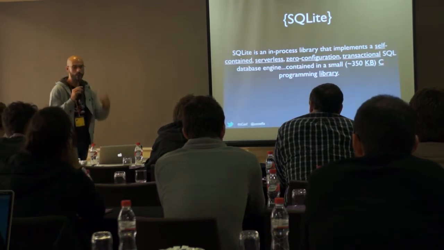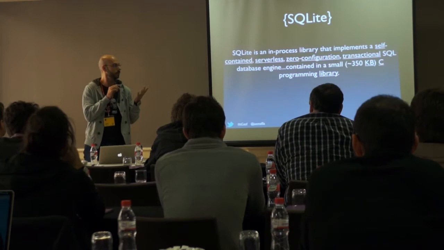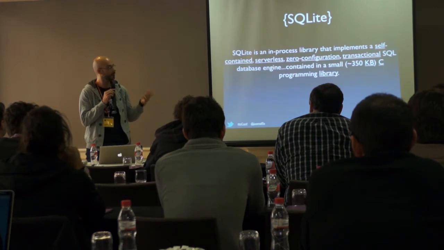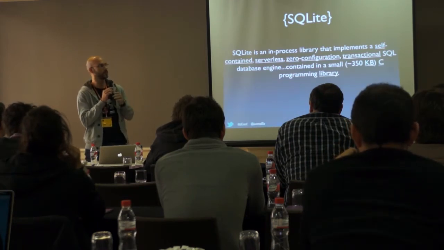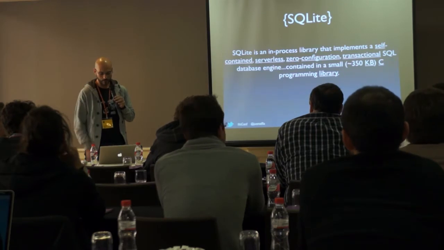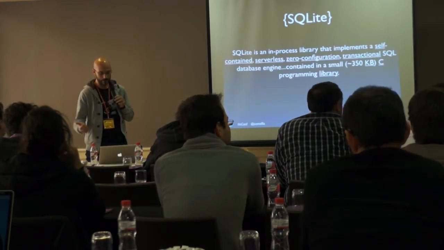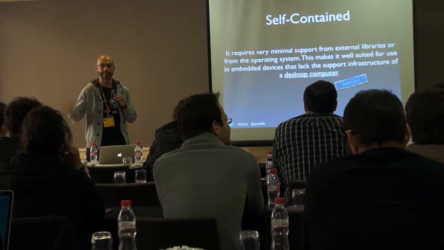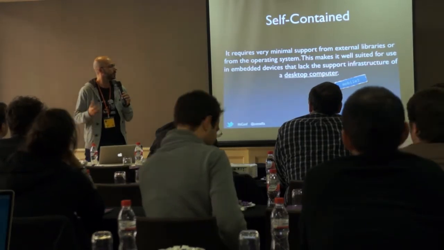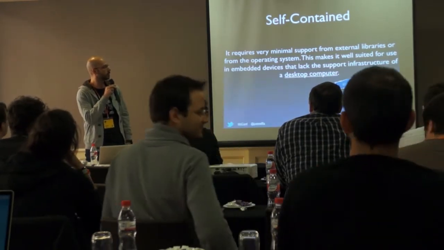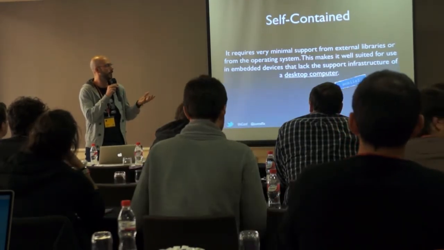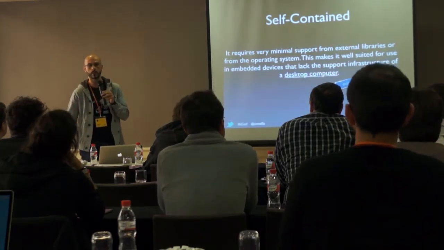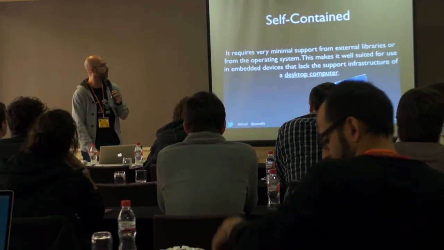SQLite is a small library written in C. It can be an average of like 300K, and what it does is basically create a self-contained, serverless, zero configuration, transactional database engine. So what do all those buzzwords actually mean? Self-contained basically means it requires very minimal support in terms of external libraries. There is no actual connection with the operating system or these sorts of things, and that basically makes it really well suited for mobile applications, right? Because you don't need a big powerful desktop environment.